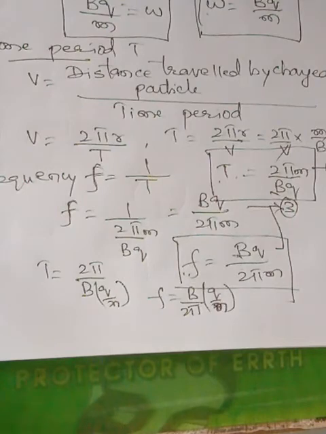So by finding out the value of time period t and the frequency, we came to know that this frequency and time period are not at all depending upon the velocity. It is not depending upon what? The velocity of the charged particle, nor is it depending upon the radius of the circular path. So it depends only on two factors. One is the magnetic field and second is the specific charge, that is q by m.